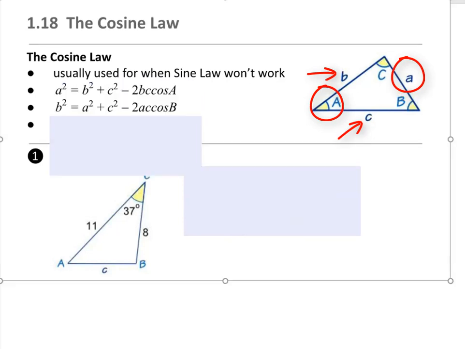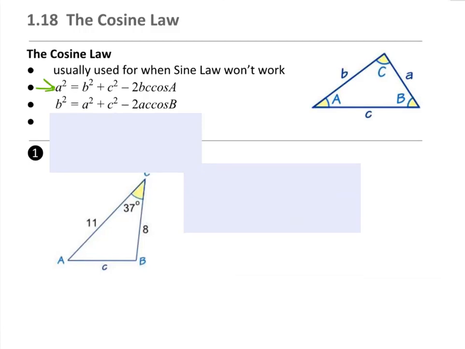I'm going to show you the first two equations here. In these two equations, they're a little bit less common, but notice how whenever we start with a squared, like right here, a squared, we end with cos A. If we start with b squared here, we end with cos B. So if b is here, it ends here.